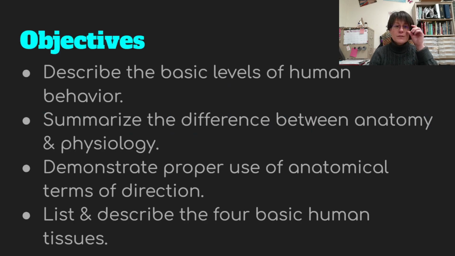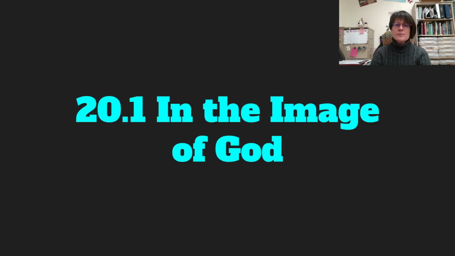So our objectives for this video are to describe the basic levels of human behavior, summarize the difference between anatomy and physiology, demonstrate proper use of anatomical terms of direction, and list and describe the 4 basic human tissues. So let's first talk about humans being made in the image of God.